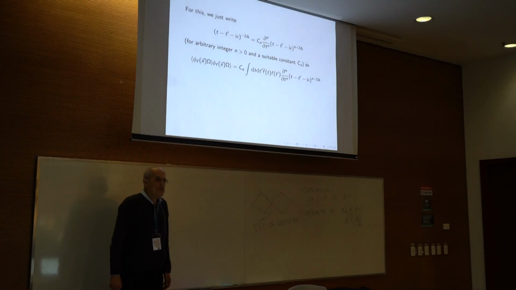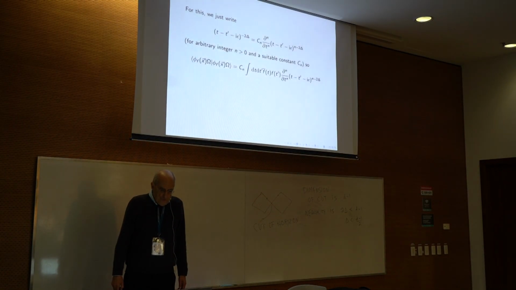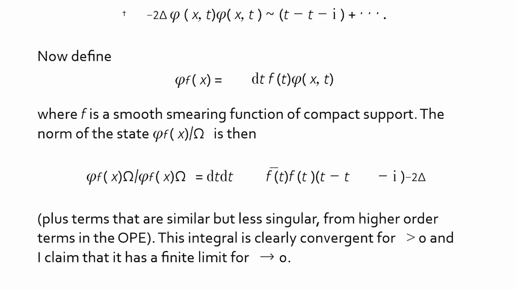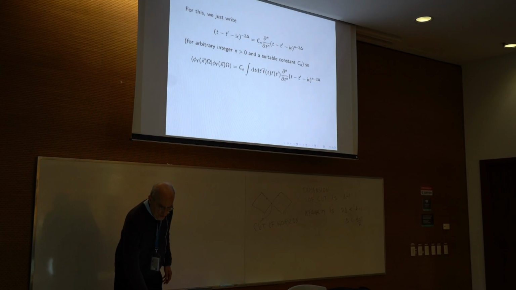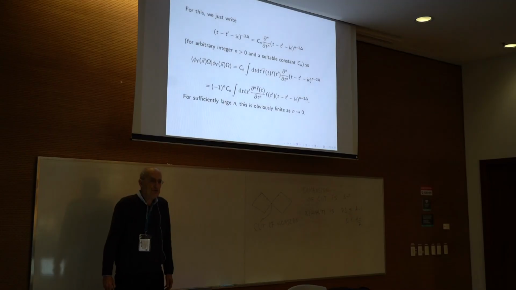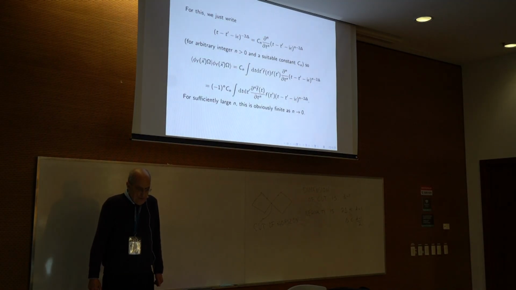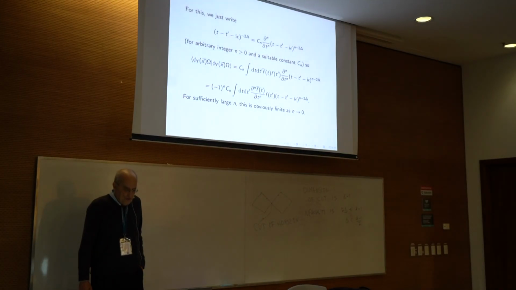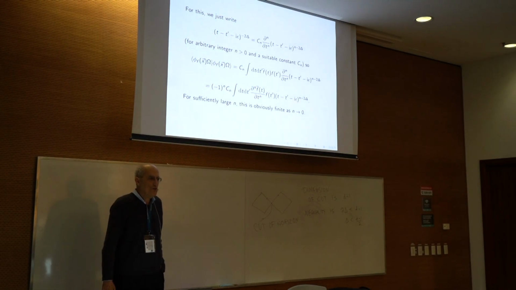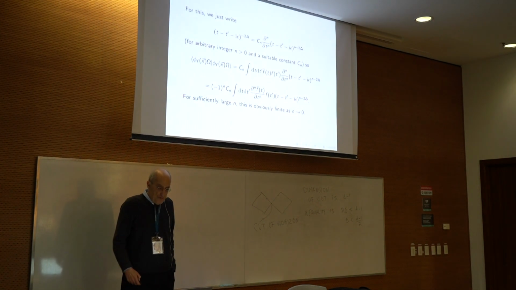In writing this, I assume 2 delta isn't an integer. If it is, the formula contains a logarithm. So inserting this in the integral we're trying to analyze, we get this one. And then we integrate by parts n times with no surface term because f has compact support. And we arrive at this formula, which is obviously convergent as epsilon goes to 0. For sufficiently large n, this integral converges as epsilon goes to 0, which shows that the left-hand side is finite.